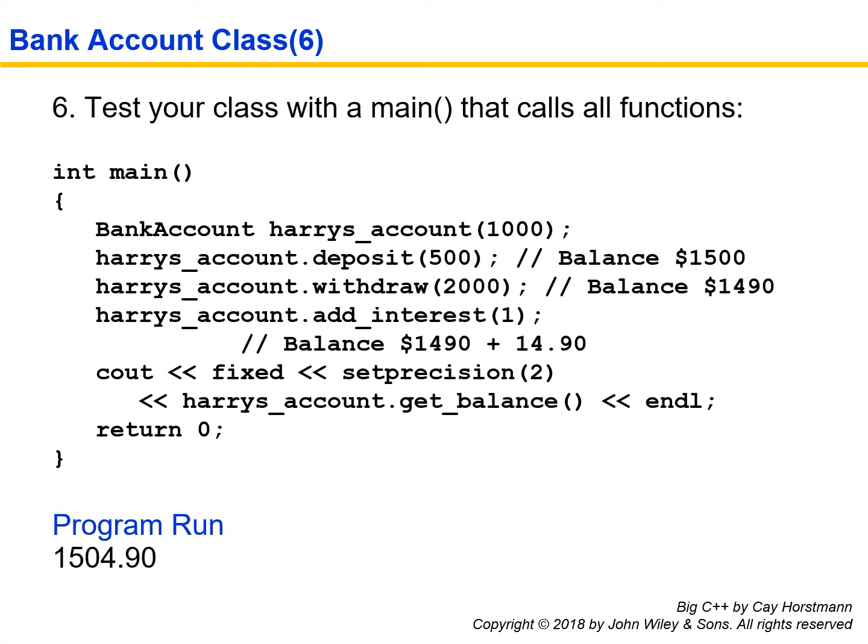Finally, we're ready to test the class. We create a bank account, Harry's account, with an initial balance of 1,000. We make a deposit. We make a withdrawal, which doesn't actually withdraw money. It just incurs the overdraft penalty. And then we add interest with a rate of 1%. Pretty generous interest for a bank account. And the end result is 1504.90.